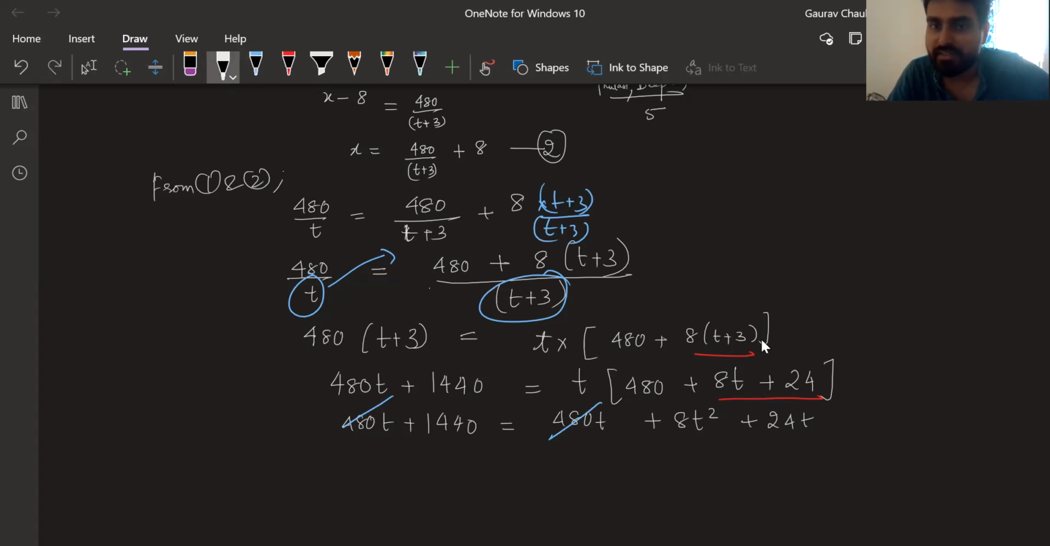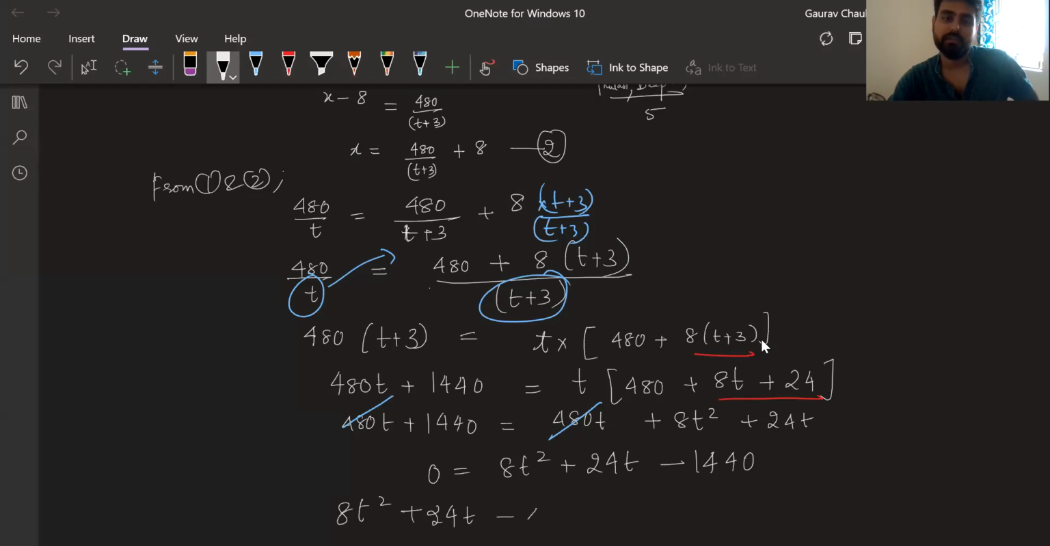So now everything can be taken to the right side. So you will get 0 is equal to 8t square plus 24t minus 1440. This is a quadratic equation. I can write it in standard form: 8t square plus 24t minus 1440 is equal to 0. Are we good here? Are you following this or not?